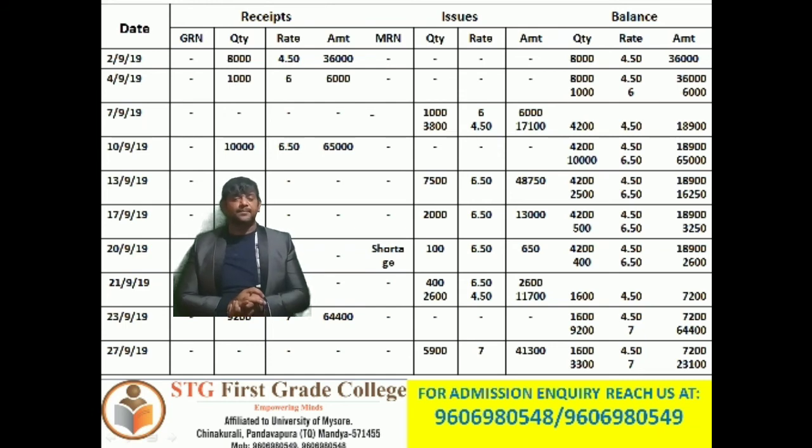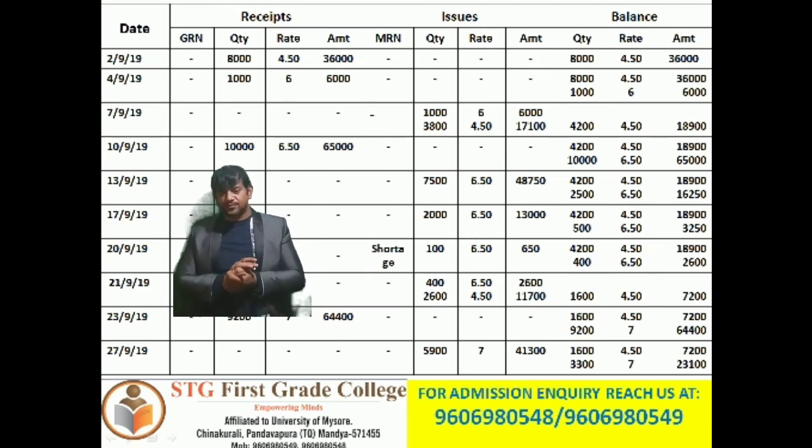Here, the balance you can showcase in a separate table, as we have done in our previous problem. Open a small table and give it a title: statement showing closing stock. Give 3 sub columns: quantity, rate, amount. So 1,600 units at rupees 4.50 rate, value 7,200. 3,300 units at rupees 7, 23,100 rupees in value.